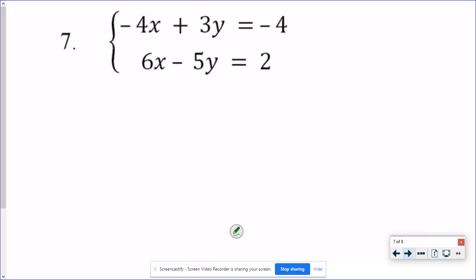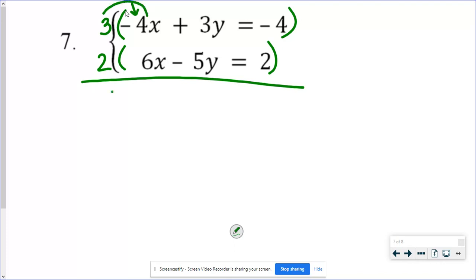So I'm going to work on my x's. I'm going to get this top x right here. I want that to be a negative 12x. It's already negative, so I'm going to keep it negative and I'm going to multiply by 3. For my second equation, I want this to be positive 12x. So I'm going to multiply by 2. So we do have to multiply both equations with all of this distribution.